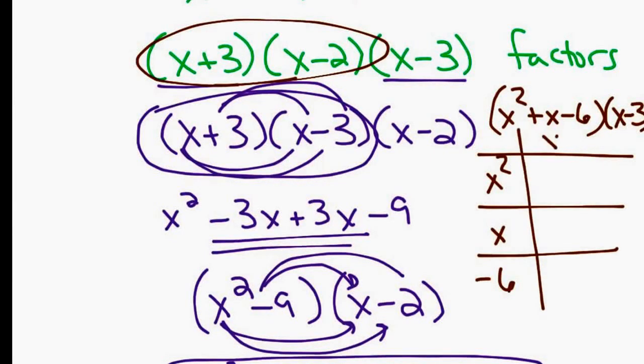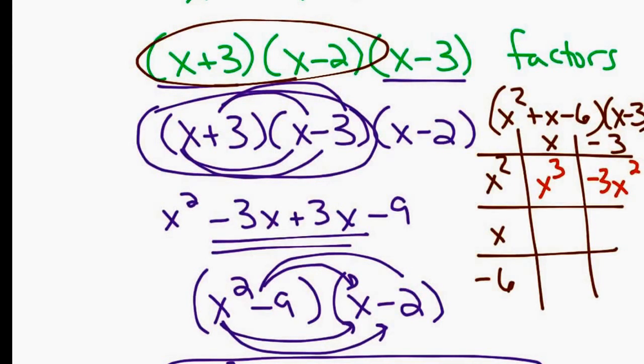and on the other side is going to be x and negative 3. When you fill in the boxes, you're really finding areas. So this would be x cubed, negative 3x squared. This would be x squared and negative 3x, and negative 6x and positive 18.